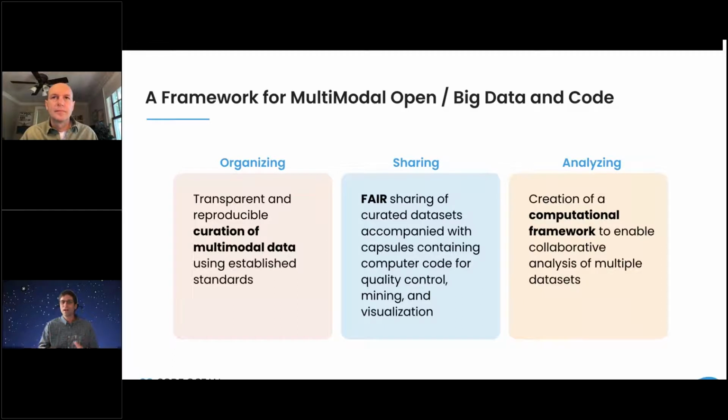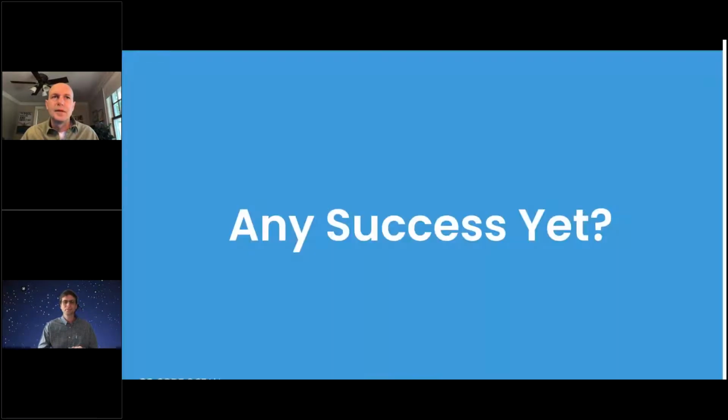And at the end of the day, what we really want to tackle is the biggest challenge with it, which is how do we analyze those multi-omics data sets? Now that also reflects what we've seen in the poll. So can we provide a computational framework that enables collaborative analysis of multiple data sets based on the fact that now we can share highly curated data sets? So we talked about, you know, what is multi-omics? Why is it important? What are the challenges?